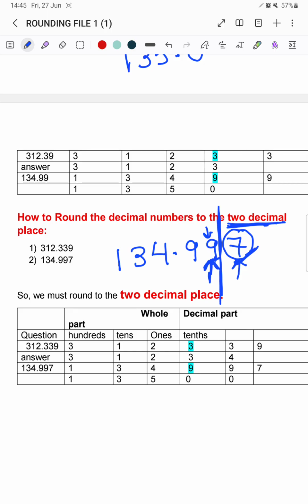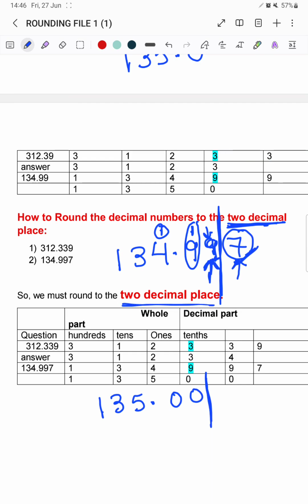So it will be 10. And when this is raised by 1, it becomes 10, so there will be 1 carry. So this number will be raised by 1. So it will be like 10. And because of that 10, it will go here, this 1. And this will result into 135.00.